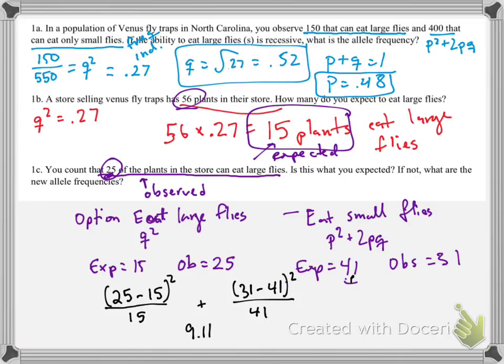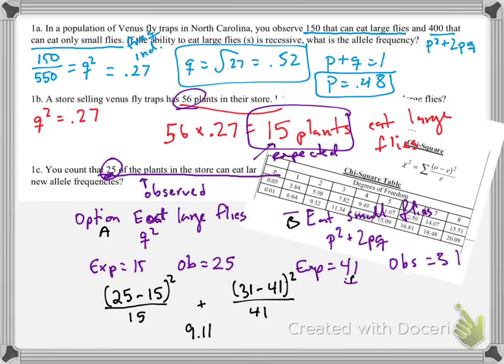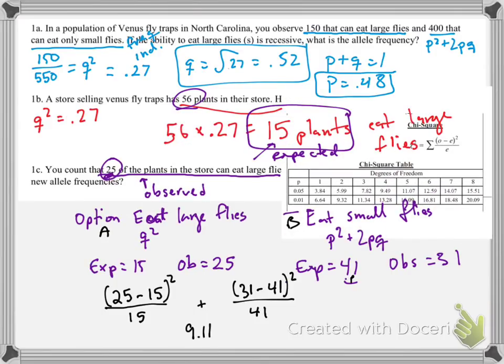I have two options, option A and option B, which means I have 1 degree of freedom, and my critical value for 1 degree of freedom is going to be 3.84. So my critical value for 1 degree of freedom is 3.84. I need to reject my null hypothesis.